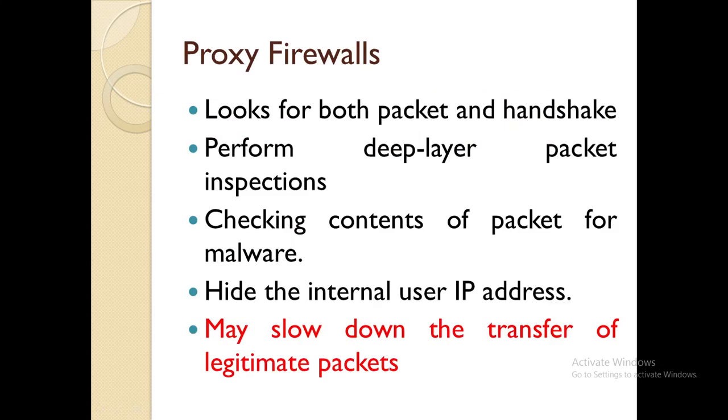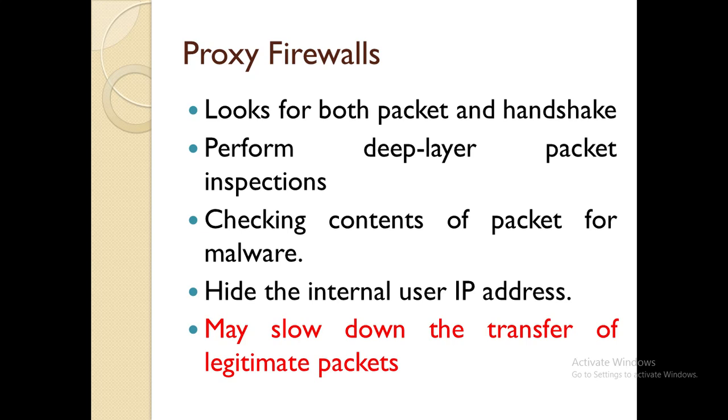So this one is a proxy firewall. We know that a proxy will hide your IP. It will send a different IP to the receiver, so this is also one beneficial point we have in the proxy firewall. It will look at both the packet and the handshake and perform deep layer packet inspection.